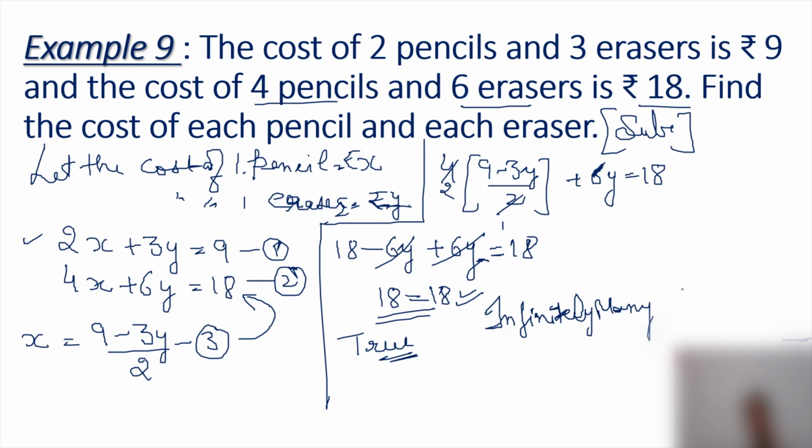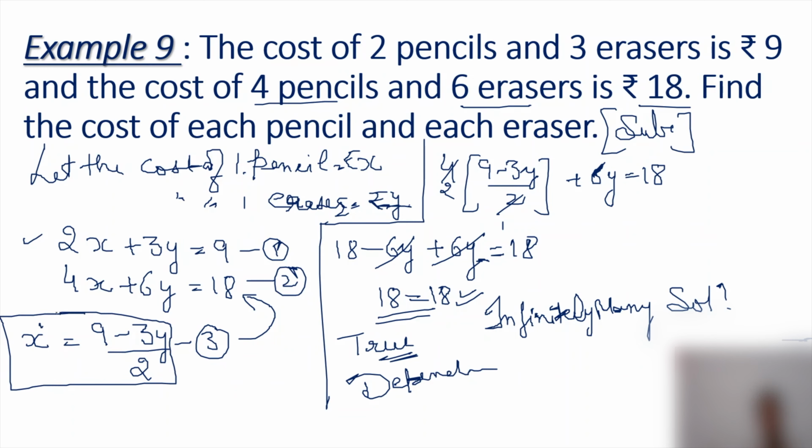Infinitely many solutions are there. Now what are these solutions? We told you that these would be dependent solutions. Here the values of y and x are interlinked. The value of x depends upon the value of y. We can put any value of y and we will get a corresponding value of x. So whenever in the substitution method or elimination method you get no variable and a true statement, we can say there are infinitely many solutions.